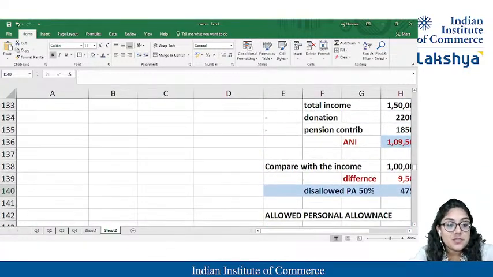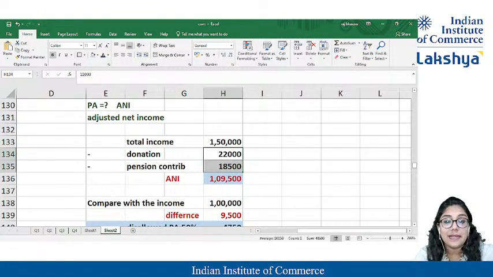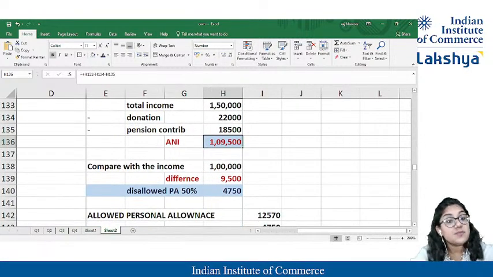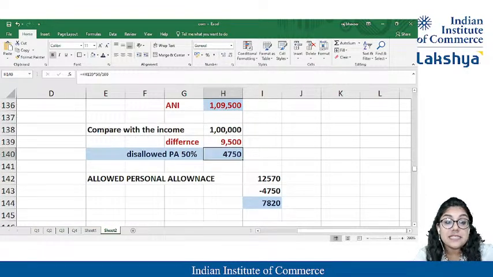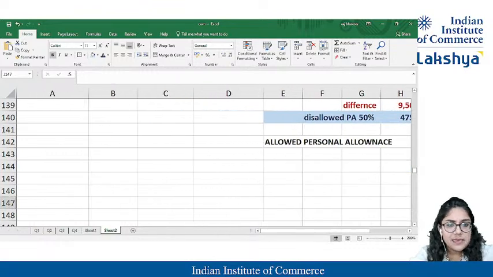So this is what we did. If it is 150, these are the donations. So my ANI is 119,500, which is more than 1 lakh. So this much into 50% is disallowed, and this is allowed. Okay, let's take another example.